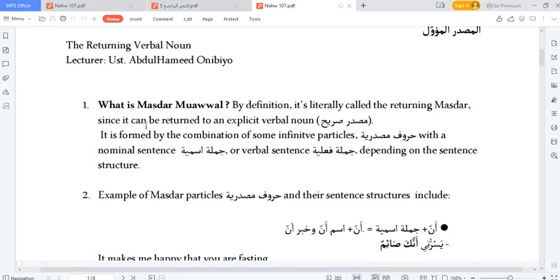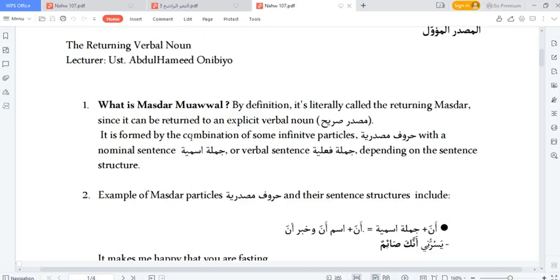Why? Since it can be returned, it can be changed, it can be returned from the masdar that it is to masdar al-sarih. So how is this masdar formed? Because it is not an explicit masdar.